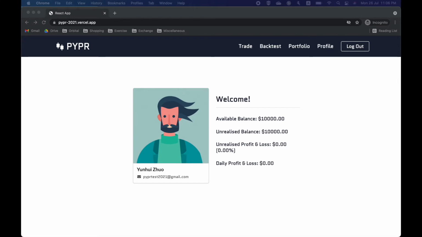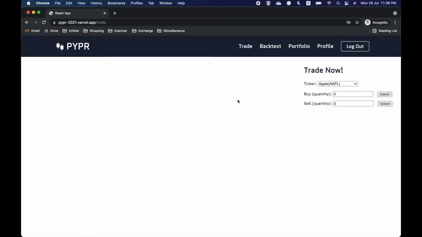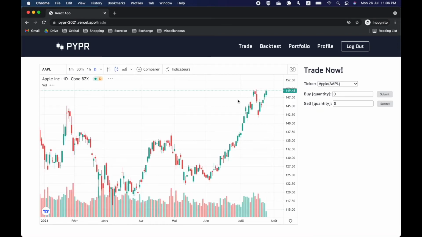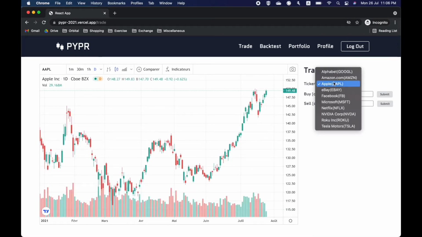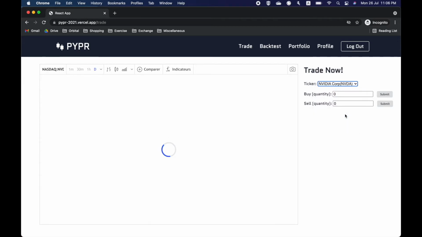So the users can simply navigate to the trade page by clicking on the trade button at the top of the page. Users will see Apple as default and are able to toggle between other tickers in this drop-down list.